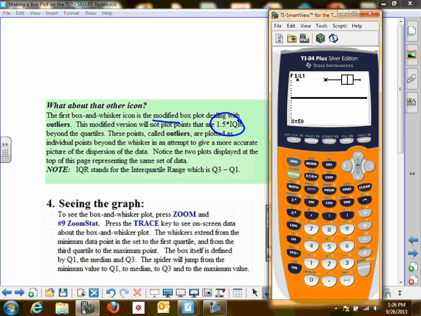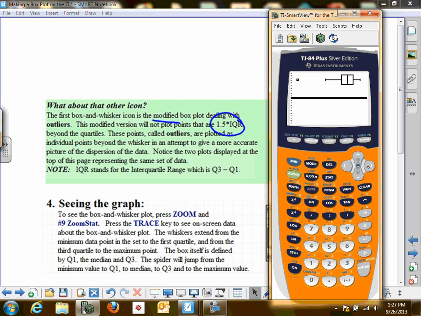And then this is the piece of data that's just to the inside of the fence. And this down here is the outlier. So if I arrow to the left, it tells me that the minimum is located at 10. I'm going to arrow back over to the right. That piece is at 50.